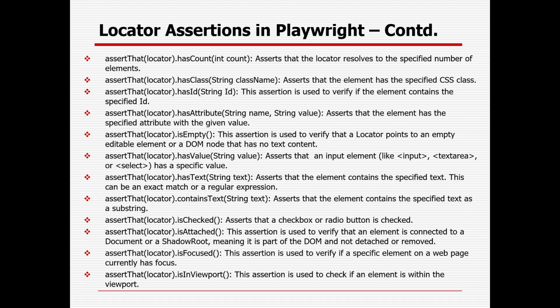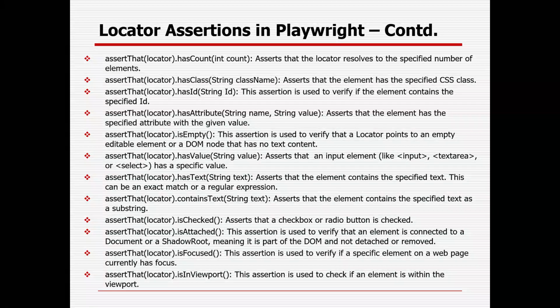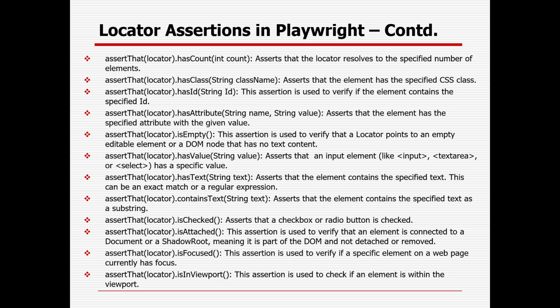isAttached, this assertion is used to verify that an element is connected to a document or a shadow root, meaning it is a part of the DOM and not detached or removed by any means. isFocused assertion is used to verify if the specific element on a web page currently has focus or not. isInViewport, this assertion is used to check if an element is within the viewport or the default window, right? You don't need to scroll anything. So in case it is visible, isInViewport will be working fine. The assertion will work. Now let's see the implementation.